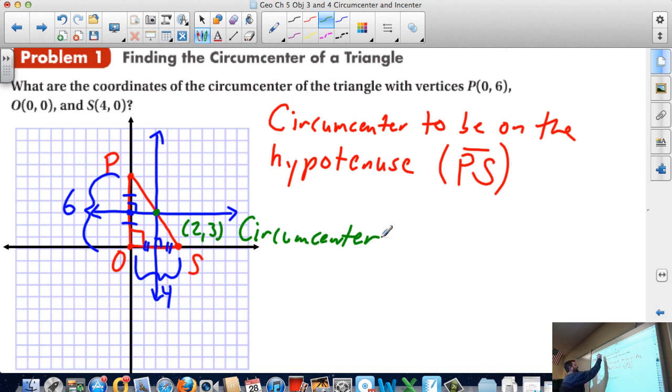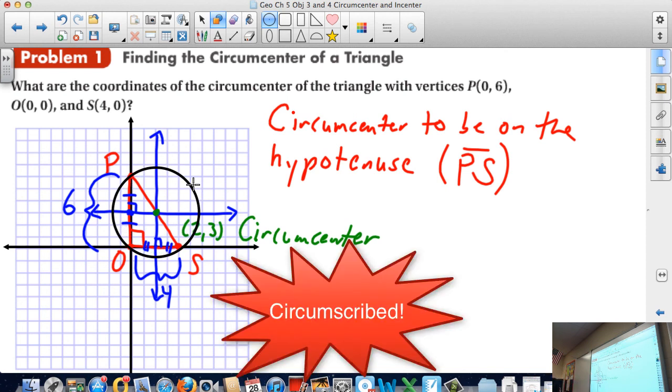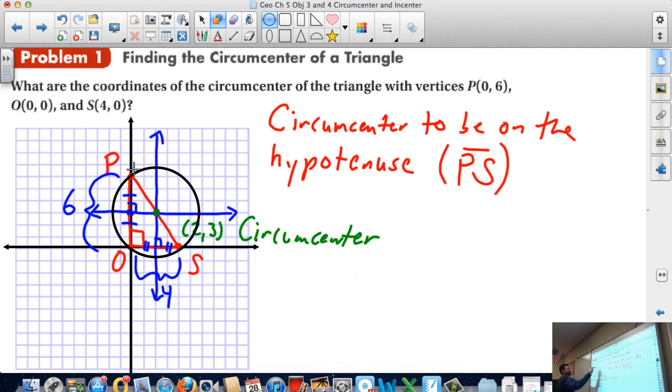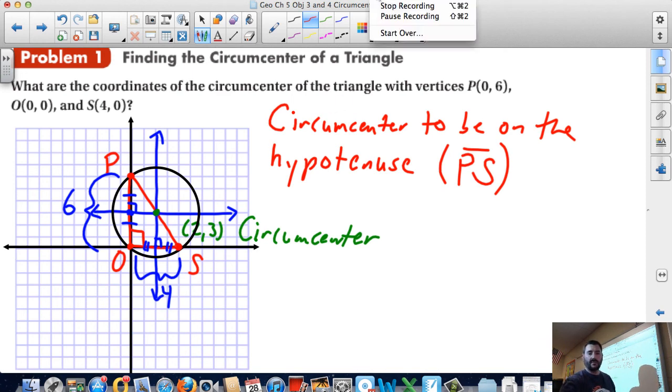And if I'm really good, I don't know that I am, but we'll try, we can even draw this circle. We'll put the center right here, and if I make this out far enough, look at that. You can draw a circle that's got a center at the circumcenter, and that circle does intersect all three vertices on our triangle. Pretty cool, huh? All right, so there you go, finding the circumcenter of a triangle.